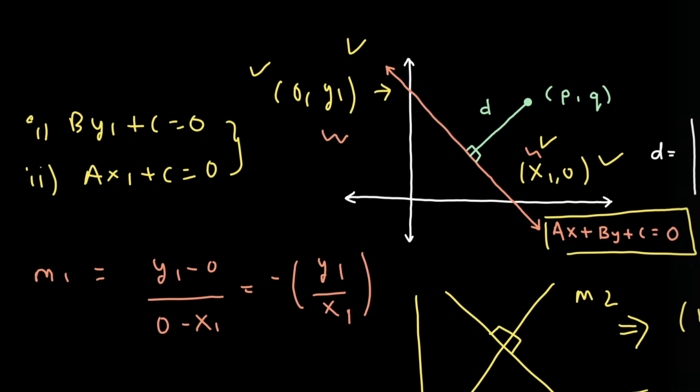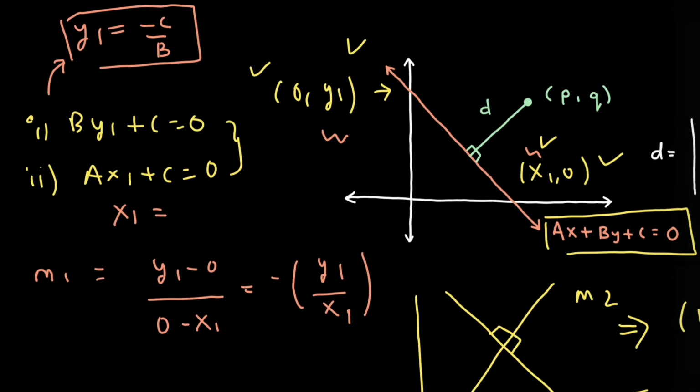So for that I will use this equation. Look carefully. From this first equation I can get the value of y1, that would be negative c upon b, and similarly from this second equation I can get the value of x1, that would be negative c upon a. Now these variables a, b and c were already given in the question.